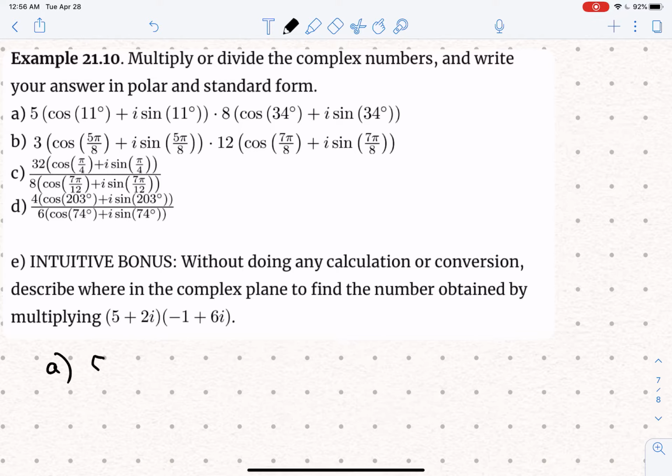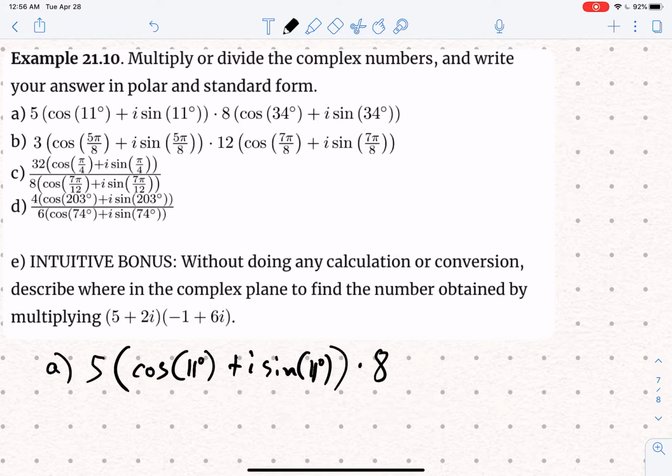Well, this is 5 times cosine of 11 degrees, so we're working in degrees in this problem, plus i times sine of 11 degrees. That's our first complex number in polar form. It has modulus 5 and argument 11 degrees, times our second complex number in polar form is 8, that's our modulus, and then we have cosine of 34 degrees plus i sine of 34 degrees.